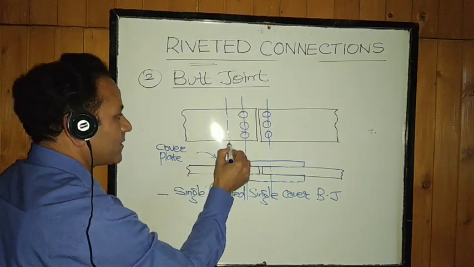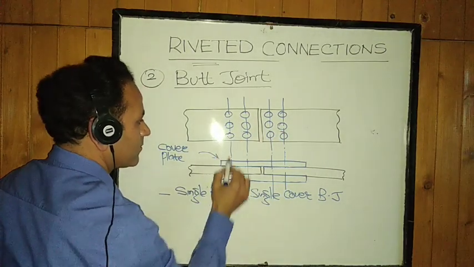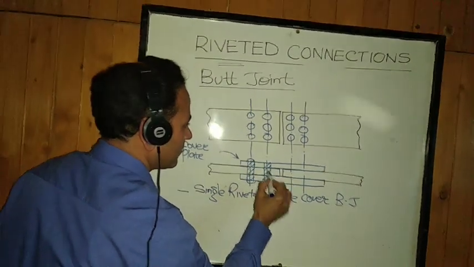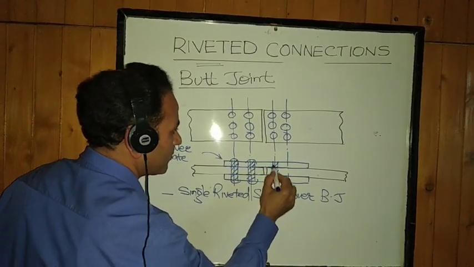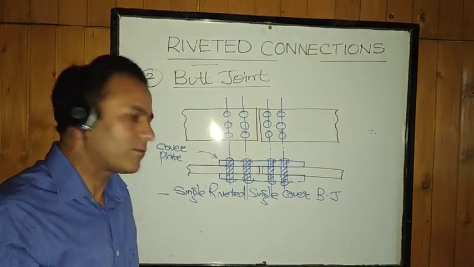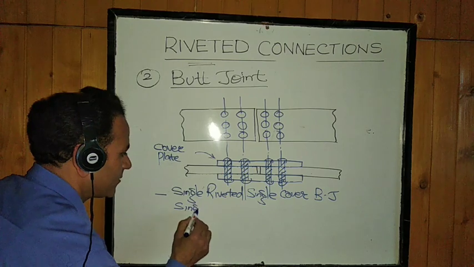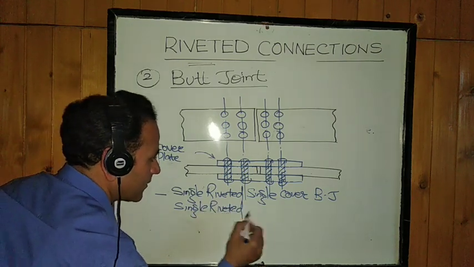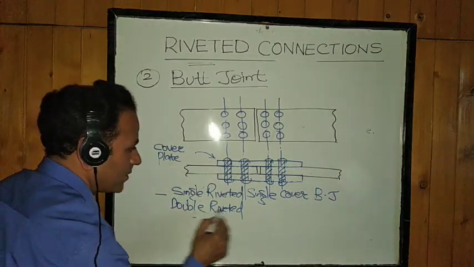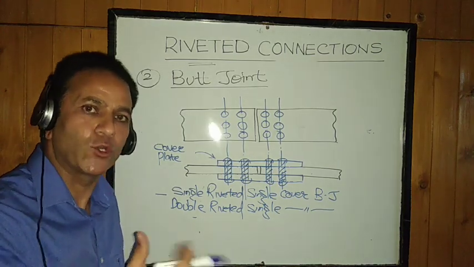If there are two rivet lines, it will appear like this. There are more rivets now. In the cross section, there will be two rivet lines visible. This is one, this is another rivet line. So there are two rivet lines visible now. Now, if there is only one cover plate, then it will be a double riveted, single cover butt joint, if it is only one cover plate and two rivet lines.